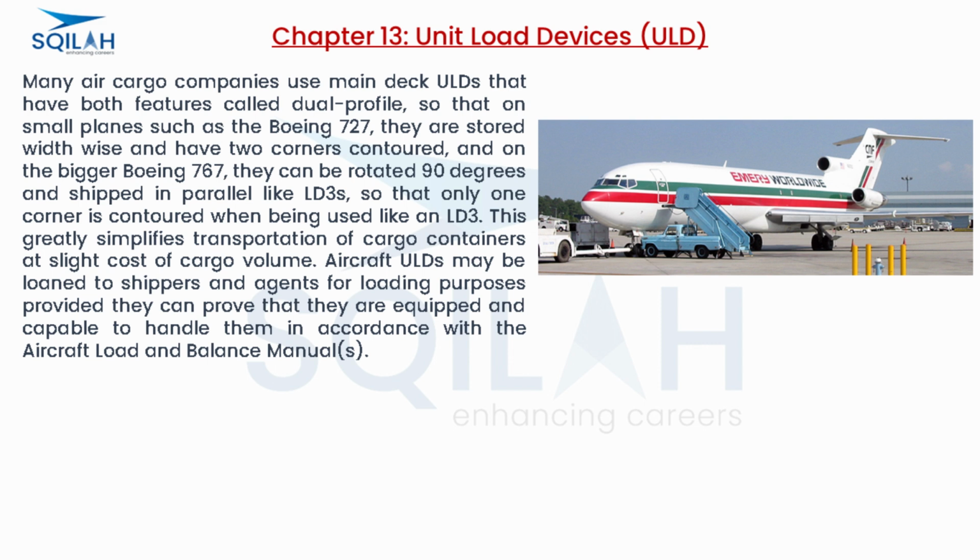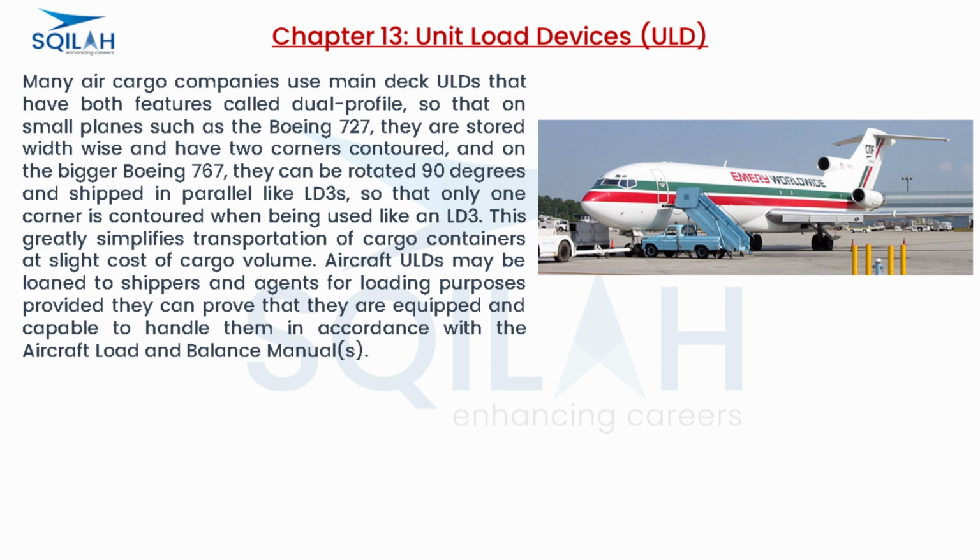Many air cargo companies use main deck ULDs that have both features, called dual profile, so that on small planes such as the Boeing 727, they are stored widthwise and have 2 corners contoured, and on the bigger Boeing 767, they can be rotated 90 degrees and shipped in parallel like LD3s, so that only 1 corner is contoured when being used like an LD3. This greatly simplifies transportation of cargo containers at slight cost of cargo volume.